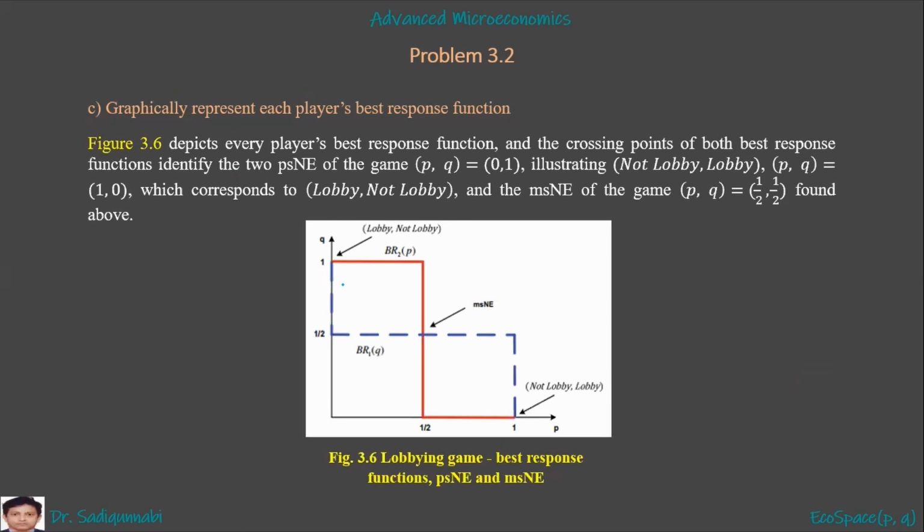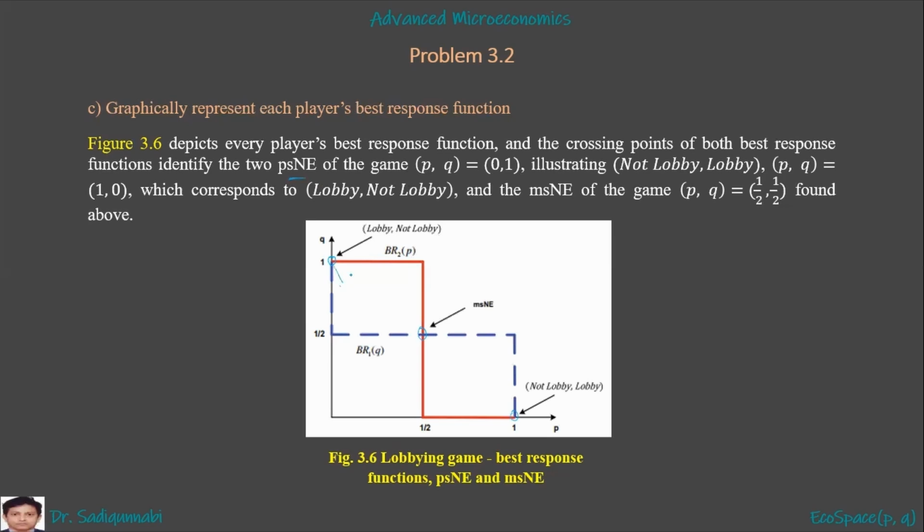We can combine figure 3.4 and 3.5 into one graph, 3.6, lobbying game, best response function. We can see that there are 3 intersecting points between the best response functions. So both best response functions intersect 3 times. Crossing points of both best response functions identify 2 PSNE. That means one is here, other is there, and the third one is here.